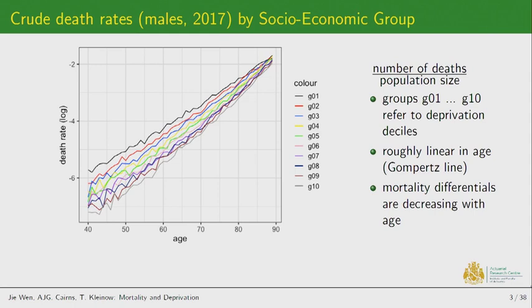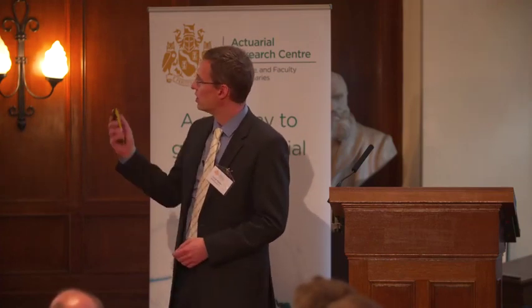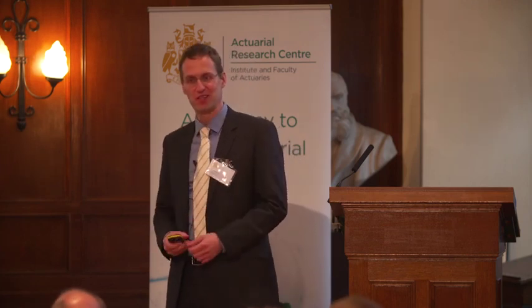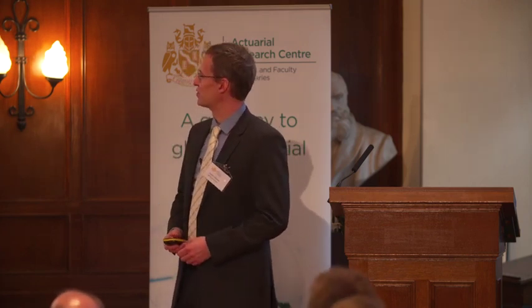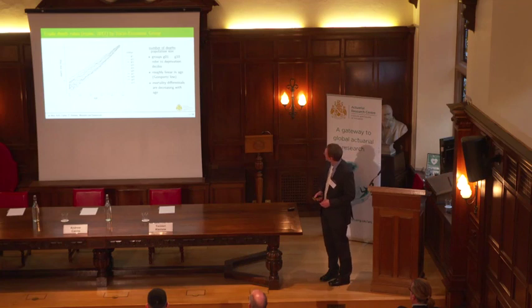Looking at each of the deciles in isolation, you would probably be happy to model a linear function, maybe something with a bit of a quadratic curvature there, but a linear function would fit well probably to each of those curves in isolation. So for those of you who remember the Gompertz model, that would be the Gompertz line that we could fit there, and that would probably be a reasonable model. Okay, so this, of course, here is for males.